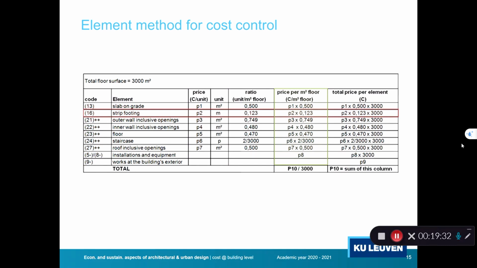That's the idea of the element method for cost control. So the cost, in this case the investment cost of a building, is seen here. This is my investment cost, which is the sum of all the costs of the elements occurring in my building. And the cost per element is calculated by multiplying the cost of that element per square meter floor by the number of square meters I have. And the price per square meter floor of that element is determined by the unit price and the amount of element I have.